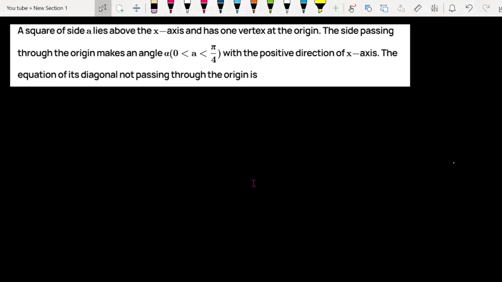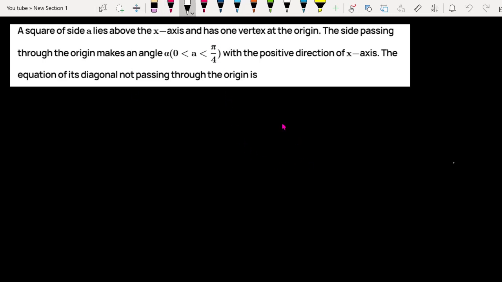Hello everyone. So today we are discussing this problem, and they are saying that a square lies above the x-axis of side A. One vertex is at the origin and the side passing through the origin makes angle alpha with the positive direction of the x-axis. So now the equation of its diagonal, which is not passing through the origin, we have to find out.